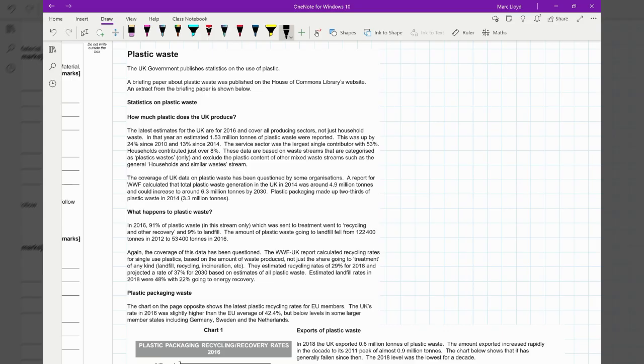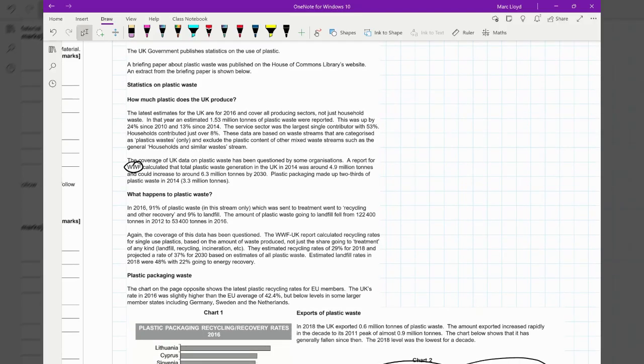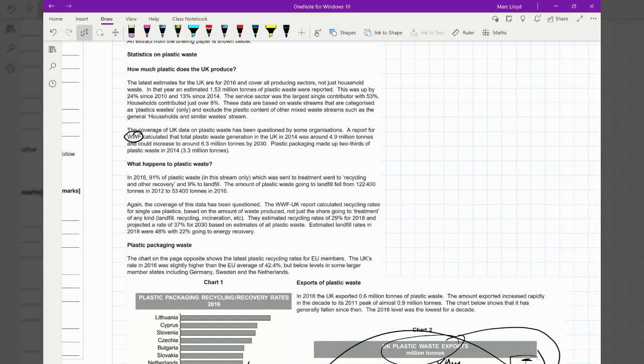So there's no key for abbreviation for WWF or for EU, although we know that the European Union is EU. WWF is like the world, I don't know actually, maybe the Worldwide Federation, but it's something that's not explained within the text, and therefore you're not really sure exactly what it means.